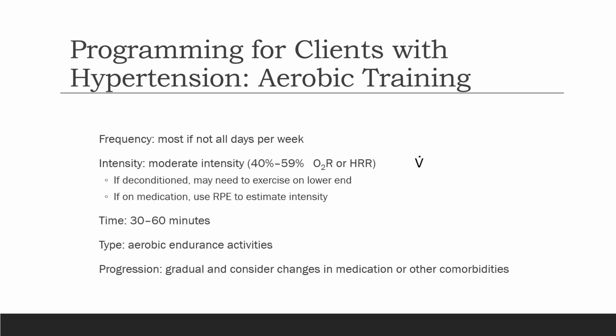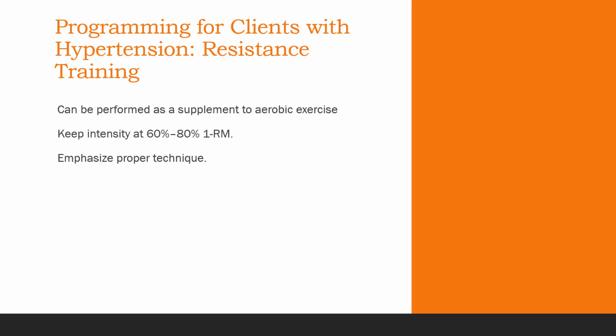The basic principle of progression generally applies to those with hypertension. Specific consideration should be given to blood pressure control. Recent changes in blood pressure medications and other comorbidities may be present. Progression must be gradual and avoid large increases in any of the FITT components, especially intensity, for most people with hypertension. Resistance training is considered a supplement to aerobic exercise and should not be prescribed as the primary form of activity for clients with hypertension.